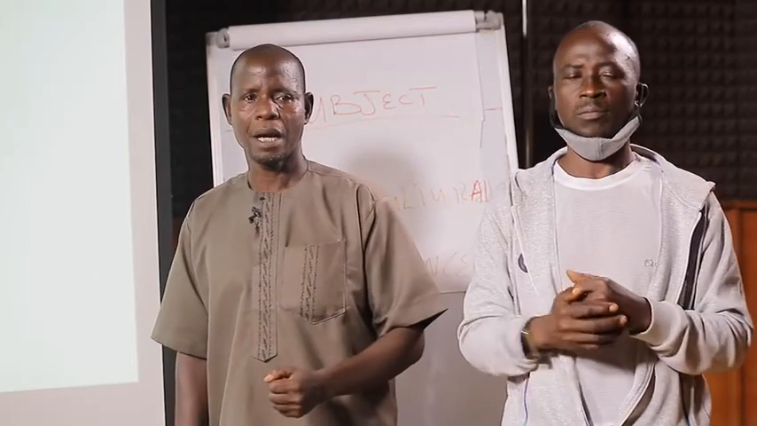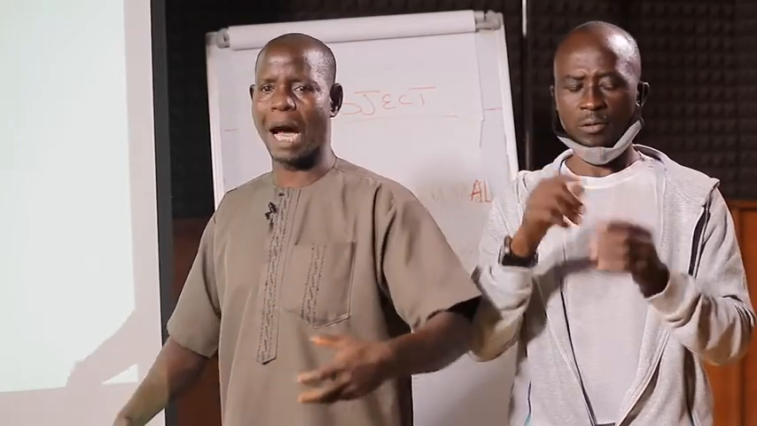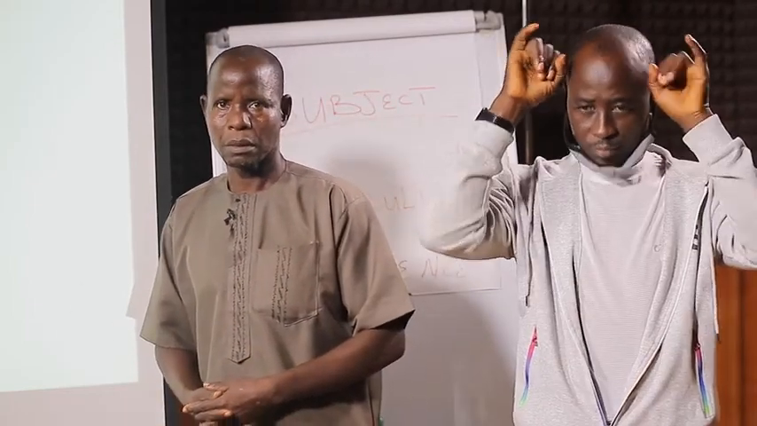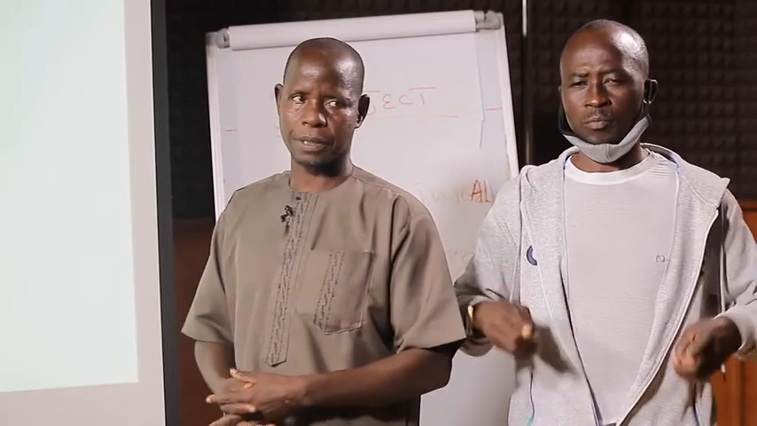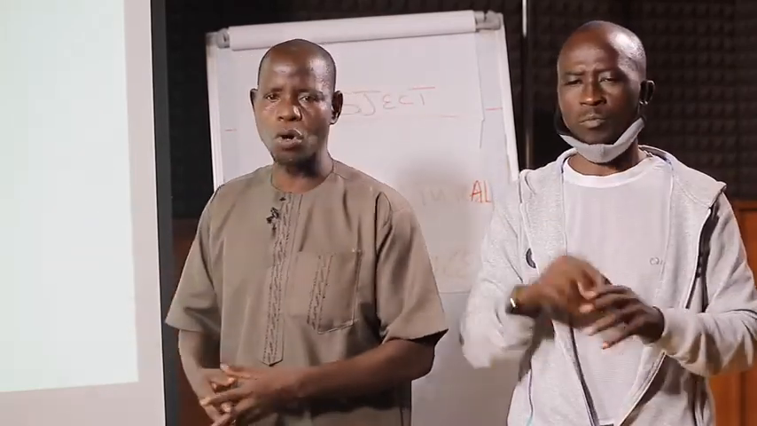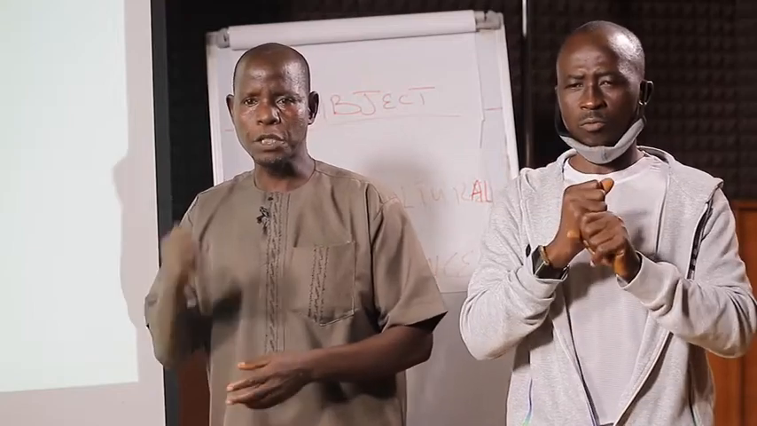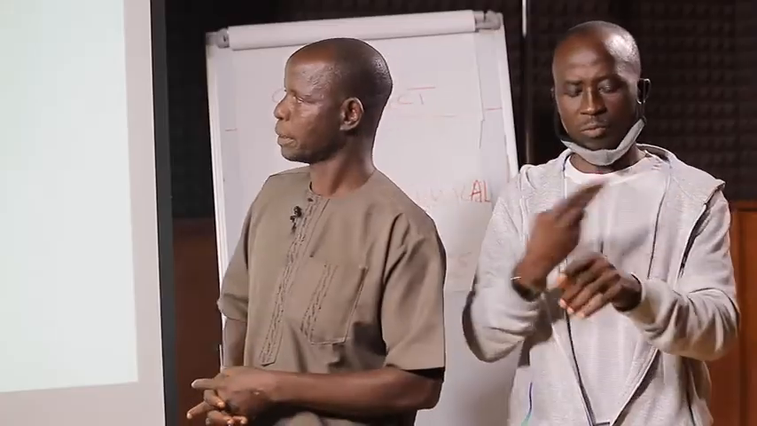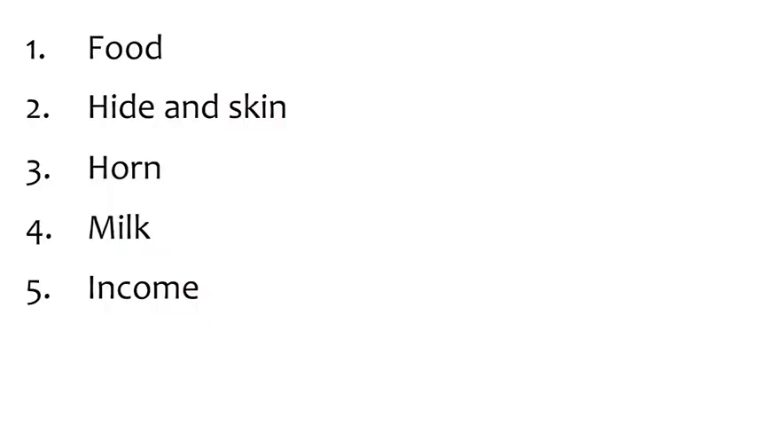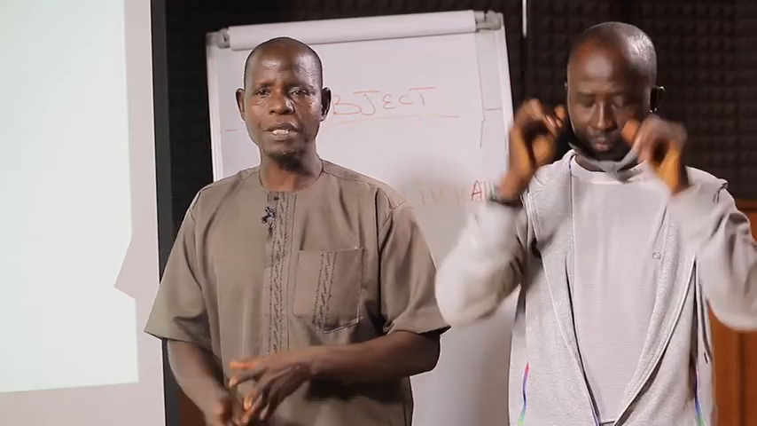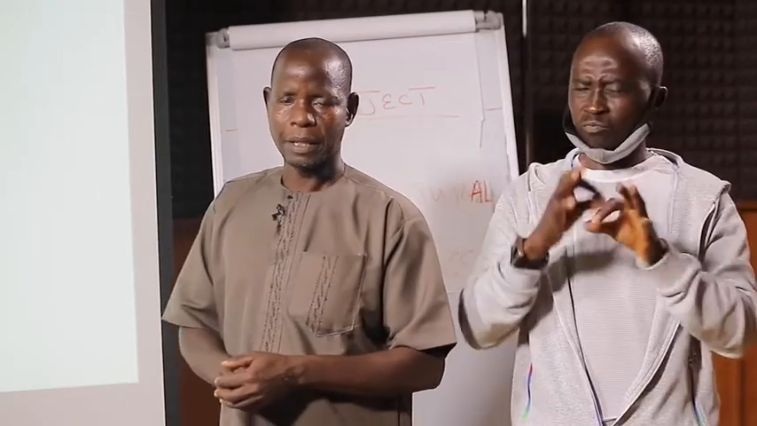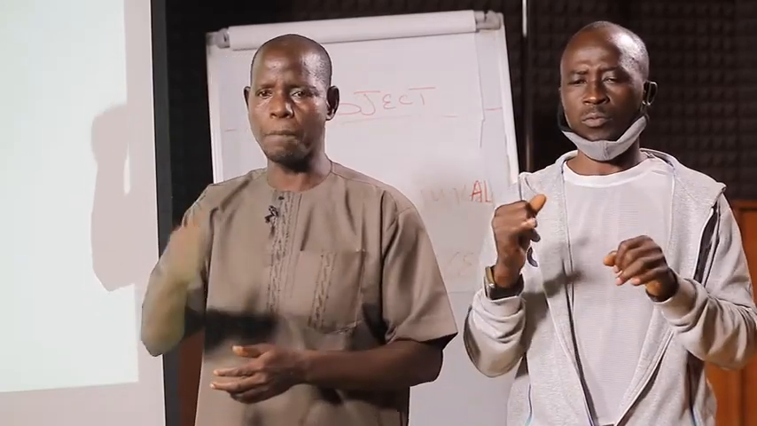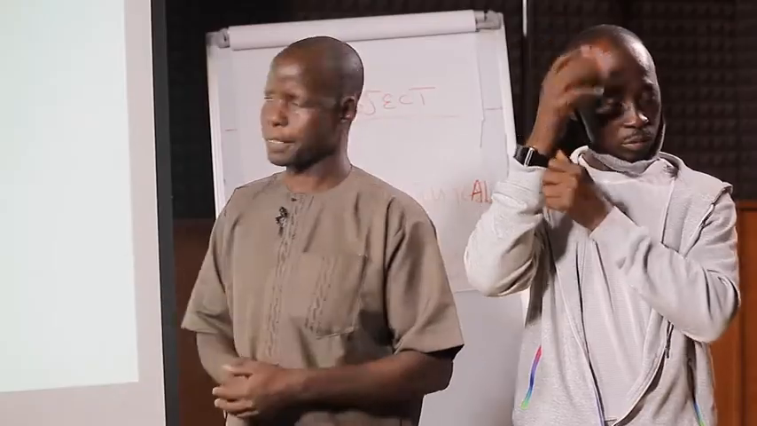The hides are those skin obtained from large animals like elephants, cows, donkeys, and horses, while the skin are those obtained from small ruminant animals like sheep and goats. Animals are also kept for their horns. Horns are very important. They are used as handles in the manufacturing of umbrellas and knives.